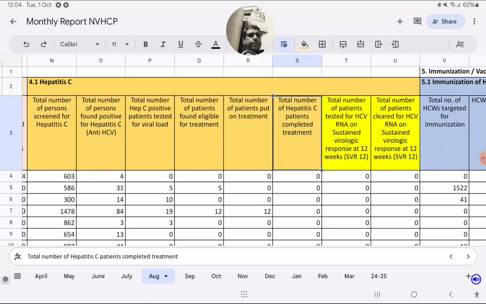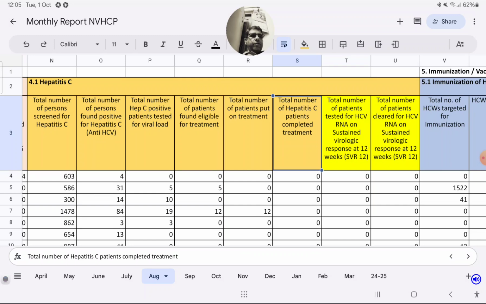The number of hepatitis C patients who completed treatment. Here we have to understand that this one also was not reported correctly by anyone. We are putting people on treatment for 3 months. After 3 months, we have to perform the viral load again to find out if HCV RNA is cleared or still sustained. It is called sustained virological response.